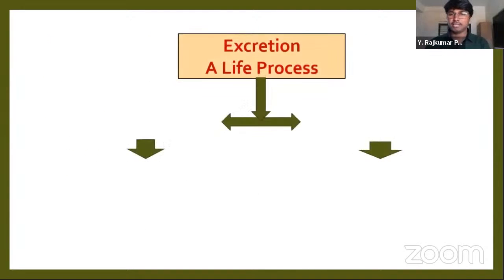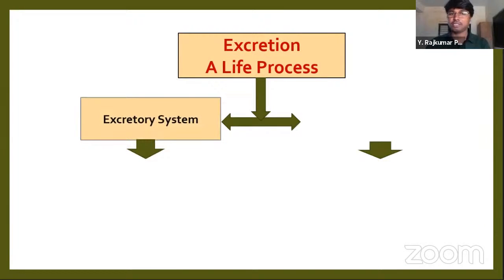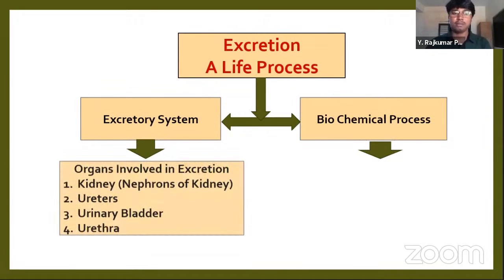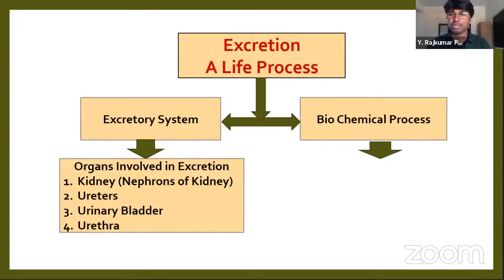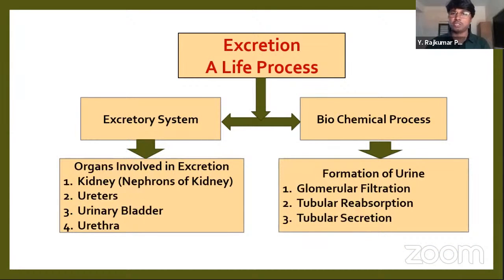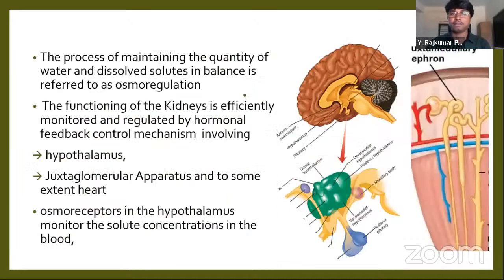So this is the basic pie chart. Excretion. In excretion we learn about the system and the biochemical process. Under the system we learn about the organs which are involved, and in the biochemical process we learn about the formation of urine, which is all completed. Let us start learning about osmoregulation.